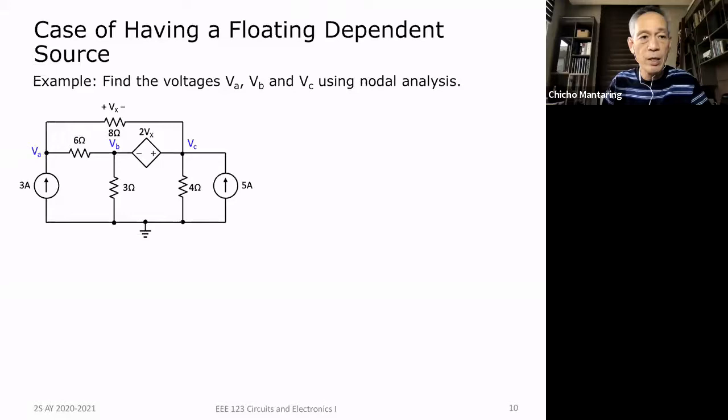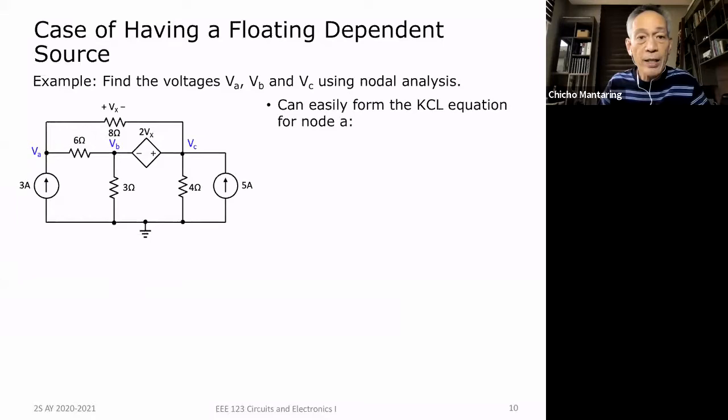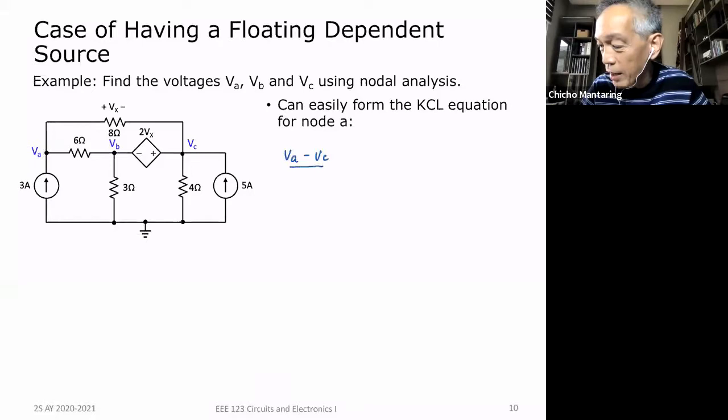In this particular example, we can easily form the KCL equation for node A. I hope you reviewed the material from last time. What are the terms for the KCL equation for node A? First of all, the current flowing through this branch. That is VA minus VC all over 8. That's the current flowing through this branch, VA minus VC over the resistance 8.